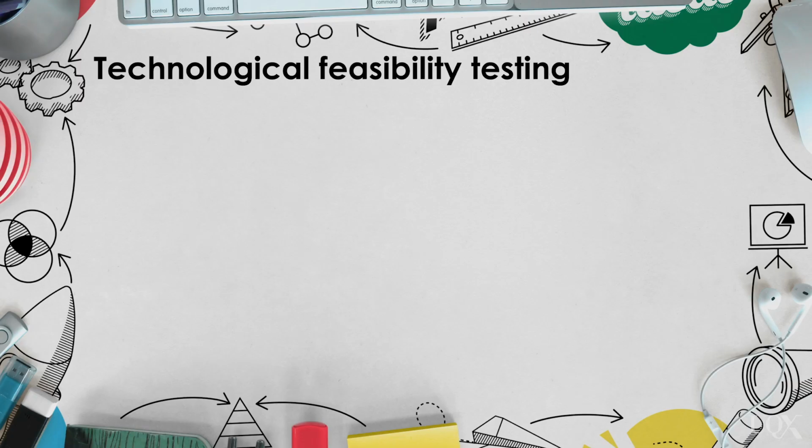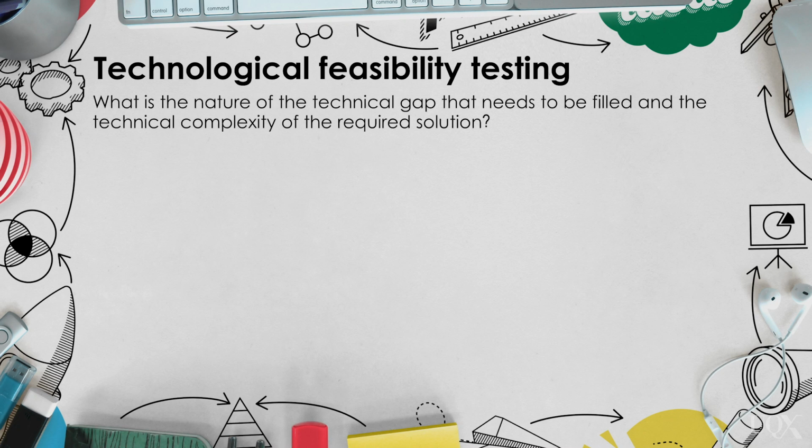The best feasibility testing approach depends on the innovation novelty, type, and technical complexity involved with the proposed innovation. Ask yourself the following questions. What is the nature of the technical gap that needs to be filled and the technical complexity of the required solution? If the solution is known, straightforward, and commercially available with few barriers, then a MVP would work well. Otherwise, more formal R&D may be required. This would also impact the time horizon of the project.